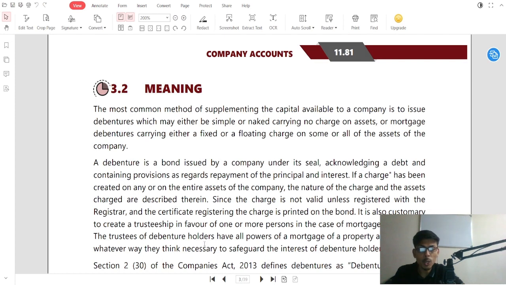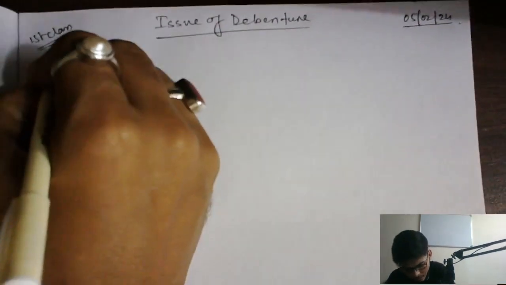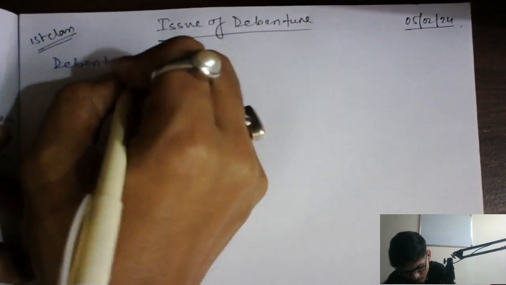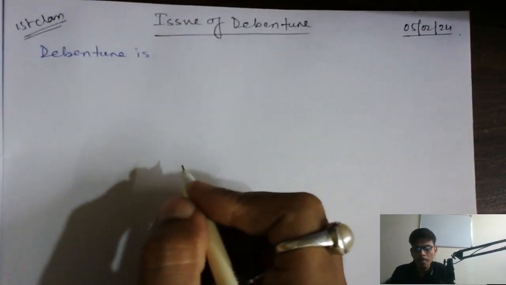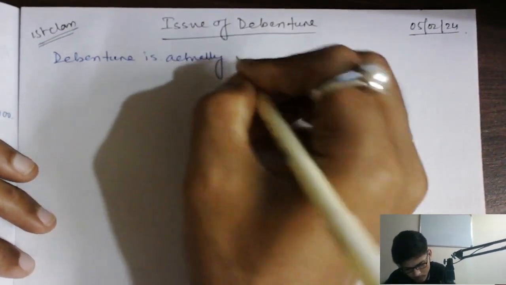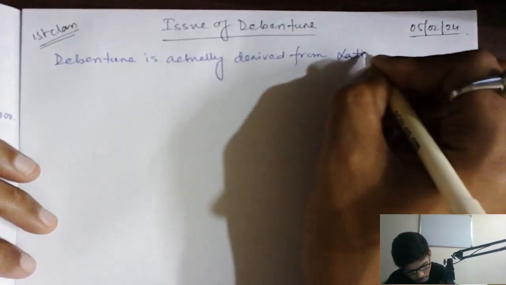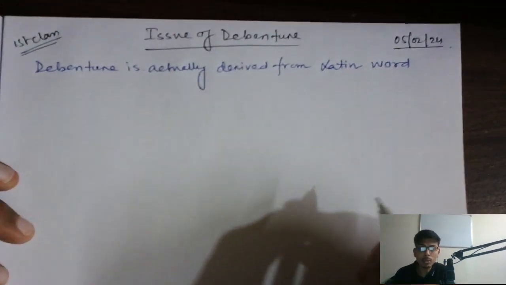See, it's given a meaning, a lot of meanings are given. Okay, now I'm going to tell you with respect to the Companies Act. See, debenture is actually nothing but a Latin word. It comes from deber, which means to borrow. Okay, see here, I'm writing actually. देखिए, debenture is actually derived from the Latin word deber.